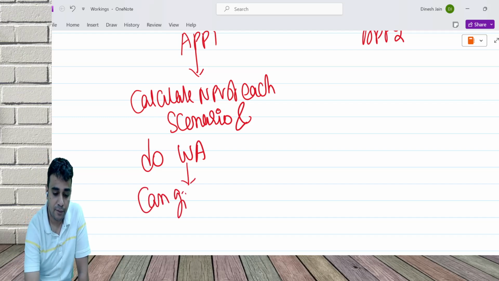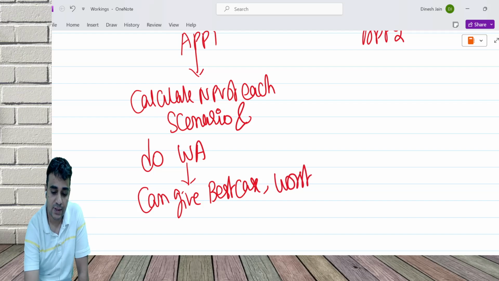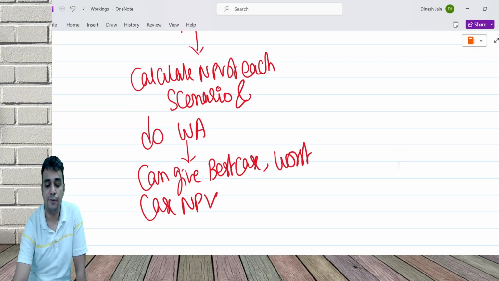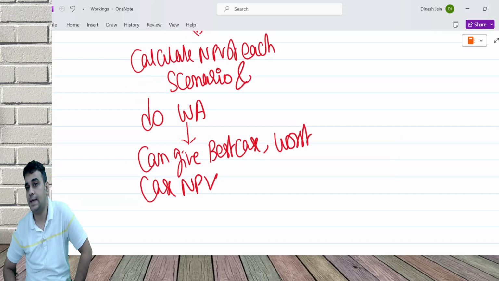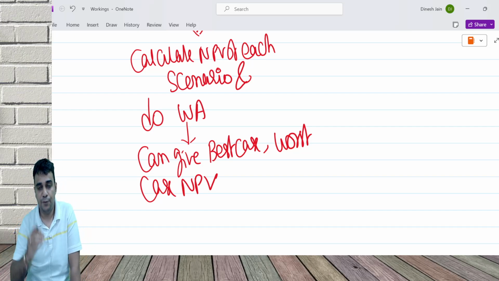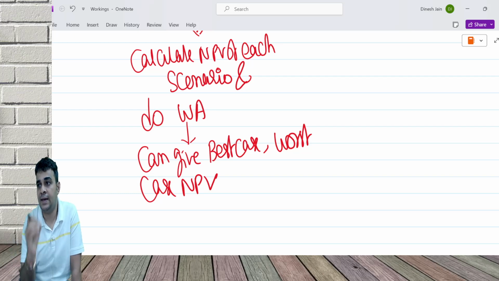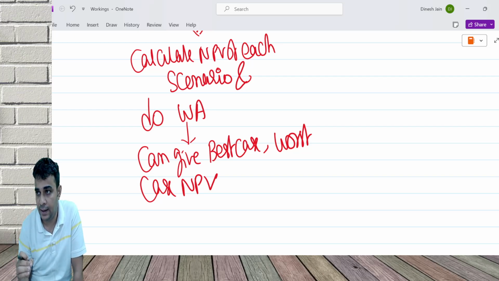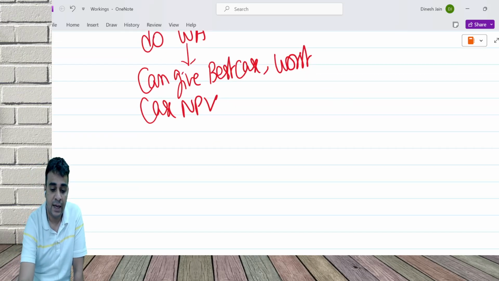This can give best case, worst case NPV. What is this? You will understand later. If you give me 5 scenarios, I'll calculate NPV for all the 5.